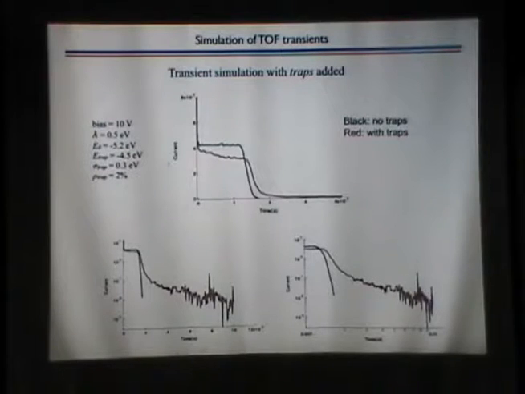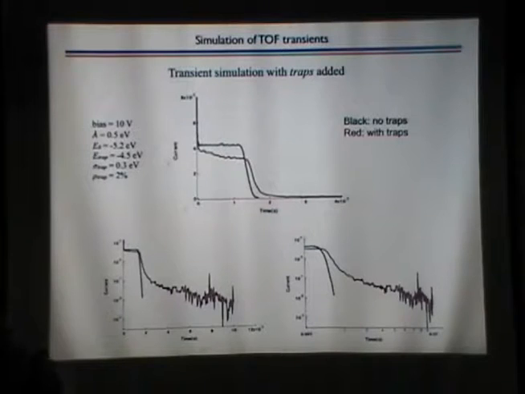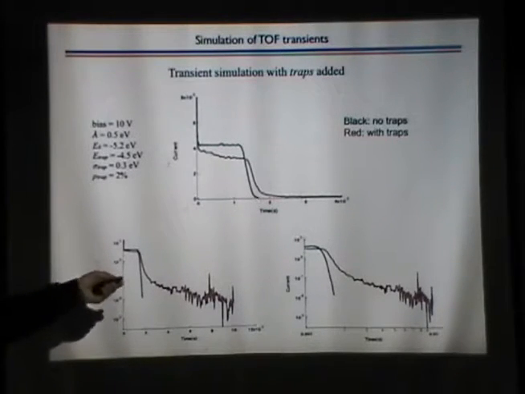Okay, now let's add some traps. In this case, we have a reorganization energy of half an eV, which is roughly what it should be. The main band energy is at minus 5.2 electron volts, and the trap energy is at minus 4.5. So there's a 0.7 eV difference between the trap and the main band. If you have no traps, this is the transient. You get a straight line here as the carriers move across the film, a constant current. And then they start to leave the device, and so you start to lose current.